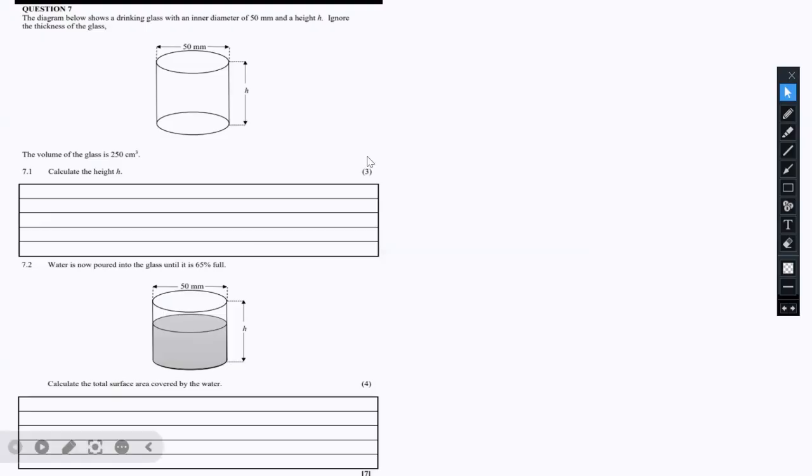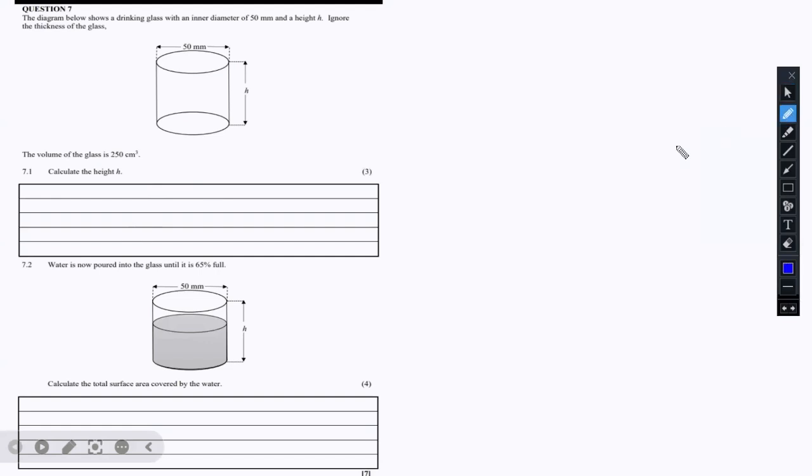So we have question 7. It says the diagram below shows a drinking glass with an inner diameter of 50 millimeter and a height h. Ignore the thickness of the glass. And then they say the volume of the glass is 250 centimeter cube. 7.1 says calculate the height h.